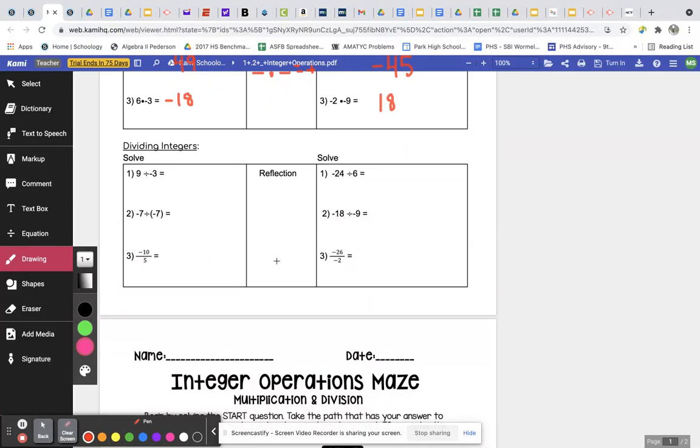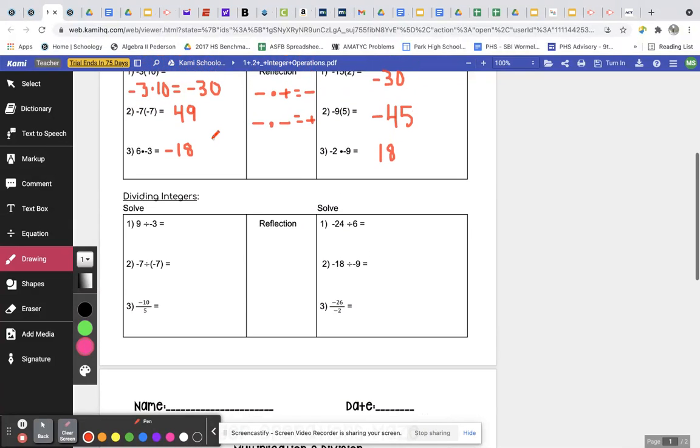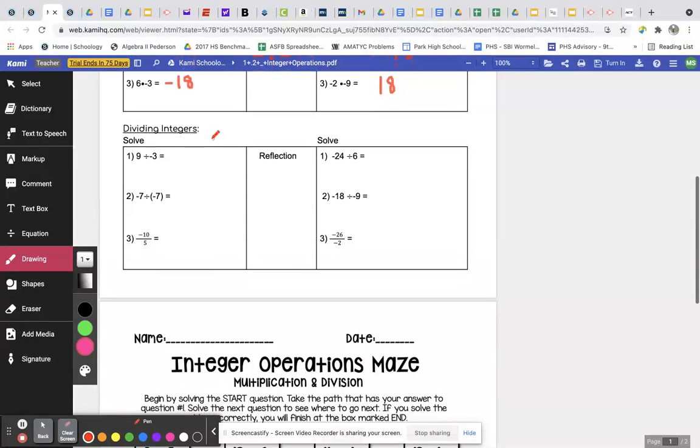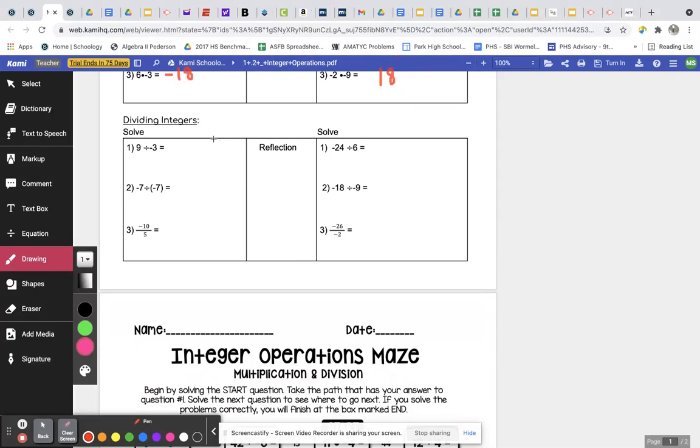All right. The next one that we have right here is dividing integers. And dividing works the same way as multiplying. If you're wondering what to do when dividing positives and negatives, it's the same thing that works with multiplying.